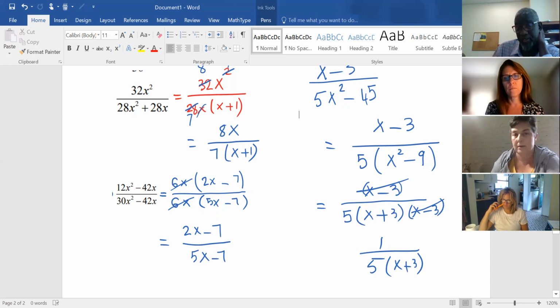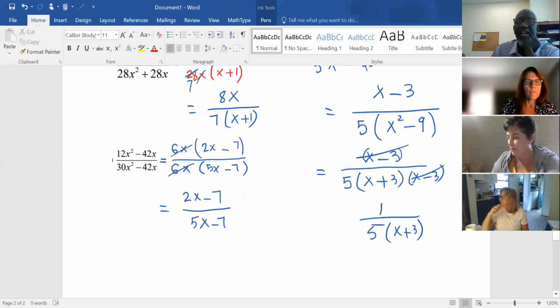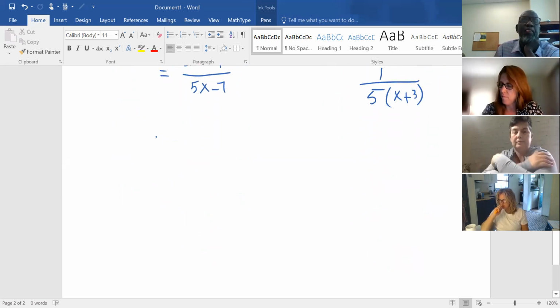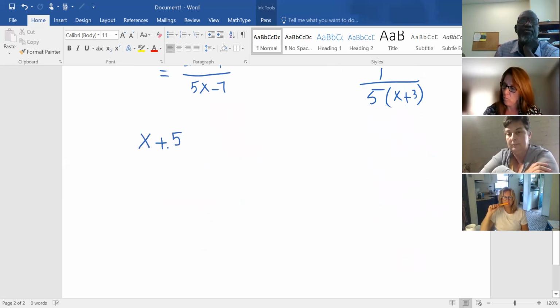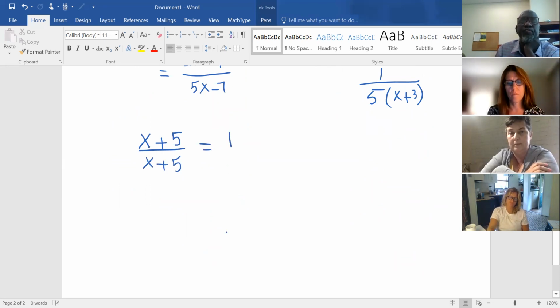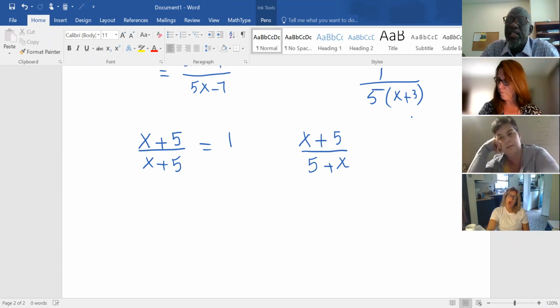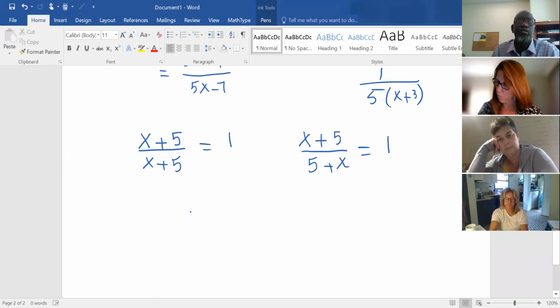Okay. All right. So that is factoring and simplifying. Now, what is x plus 5 divided by x plus 5? 1. Thank you. What is x plus 5 divided by 5 plus x? It's still 1. Thank you. Because 5 plus x is the same as x plus 5, right? It's exactly the same. This is still 1.